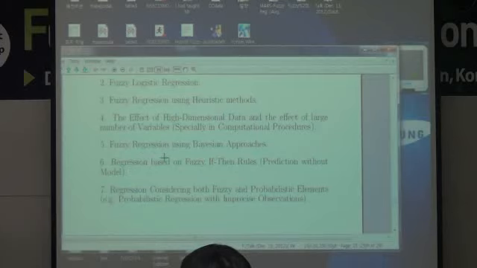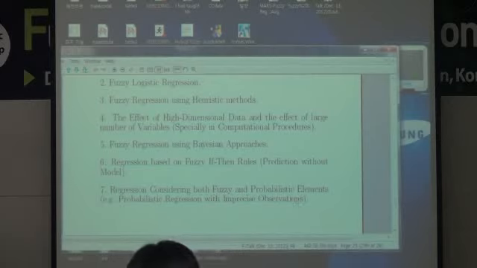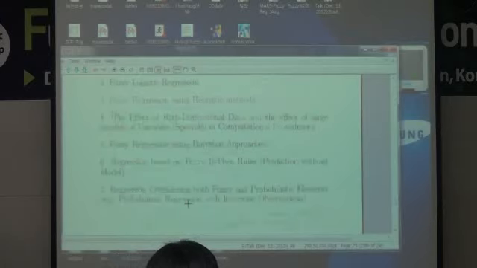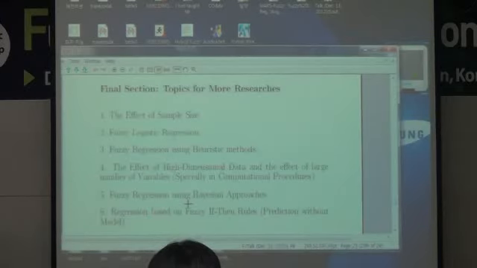Fuzzy regression using Bayesian approaches. And regression based on fuzzy if-then rules, similar to our method in the MARS fuzzy regression and our method in the variation spread fuzzy regression model. And regression considering both fuzzy and probabilistic elements, for example, probabilistic regression with imprecise observations. These subjects may be good for more research for new researchers and young researchers also.